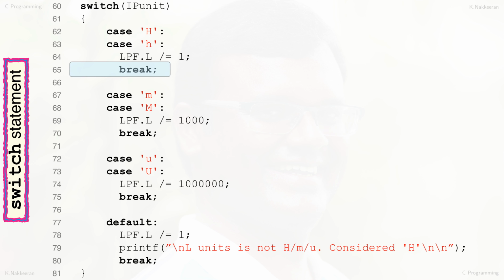Break statement in line 65 represents the end of the body of this case, and the program controller should go to line 82, that is just after the end of the entire switch statement.